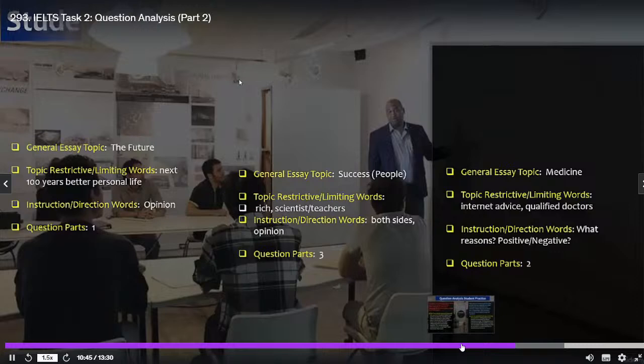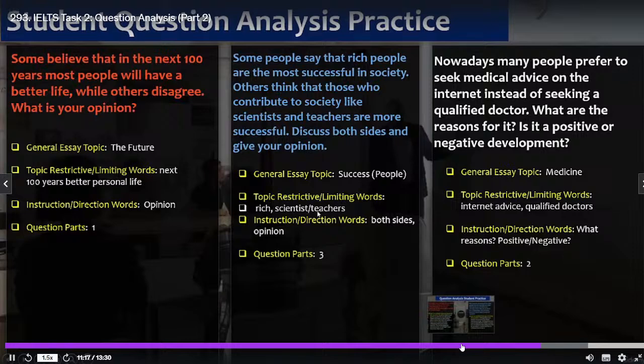Our second question, the general topic is about success and people. The restrictive language, rich people, scientists, teachers. Our direction words, both sides, and give an opinion. 3 parts here. Our third question, general essay topic is medicine. The restrictive language, internet advice over qualified doctors, choosing. Our direction words, what are the reasons? Is it positive or negative? There are 2 question parts here.